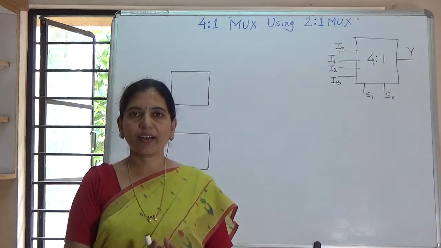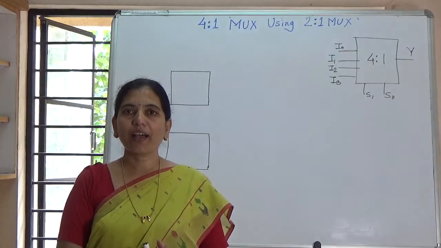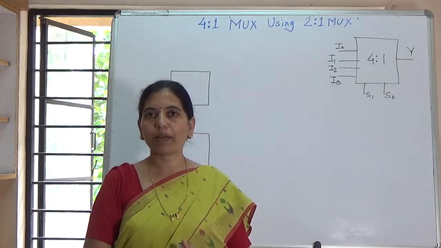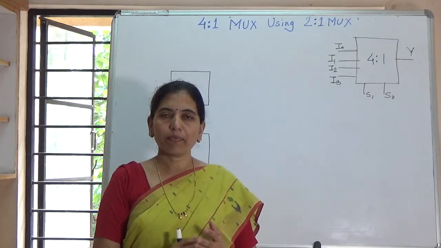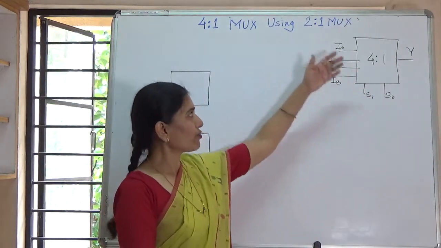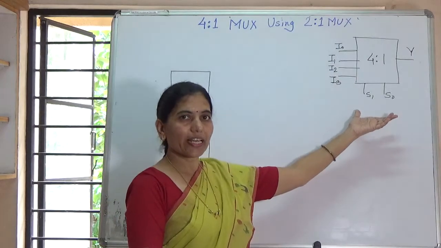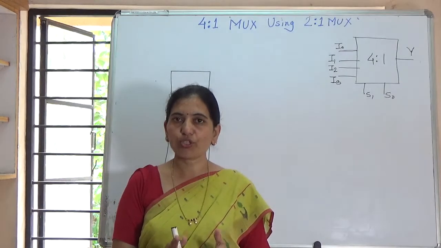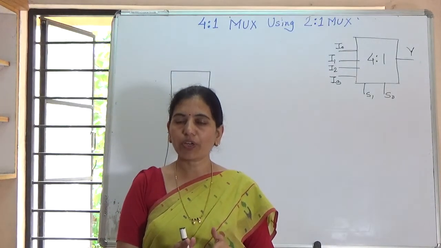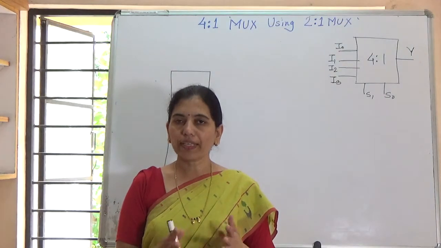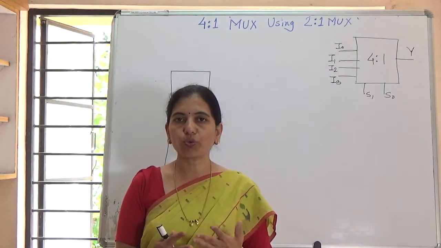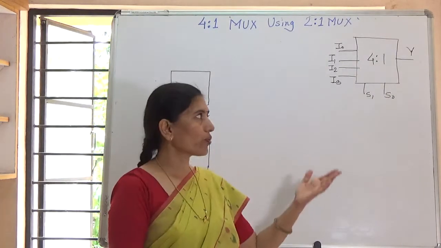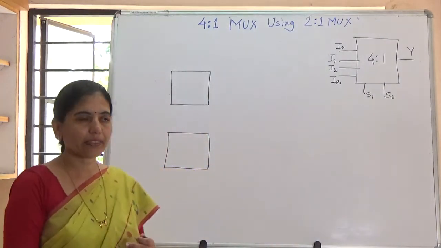Hello students, in this video session we will learn how to implement a 4:1 multiplexer using 2:1 multiplexers. Basically a 4:1 multiplexer has 4 inputs, 2 select lines and 1 output. Now if we are going to make use of 2:1 multiplexers which have only 2 inputs, obviously we will require at least 2 2:1 multiplexers to get the 4 inputs which are required for a 4:1 multiplexer.